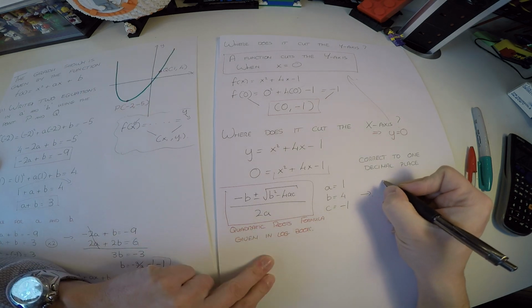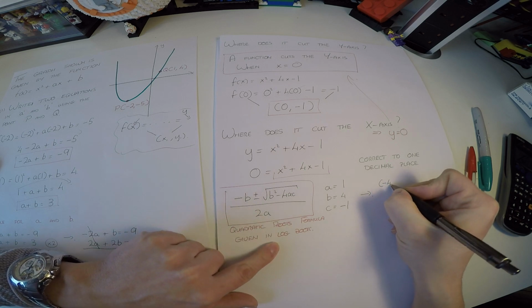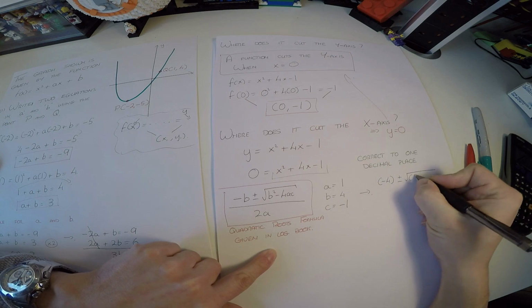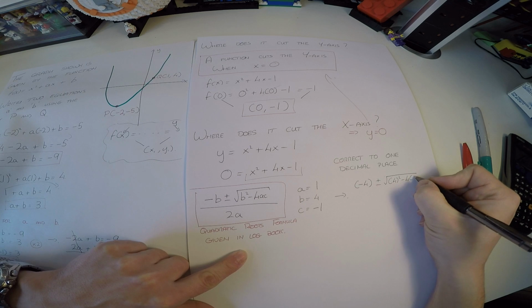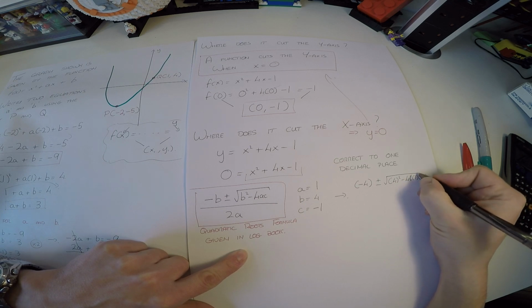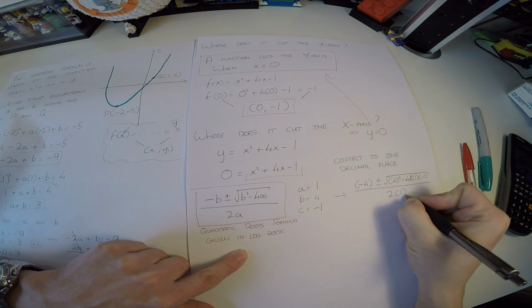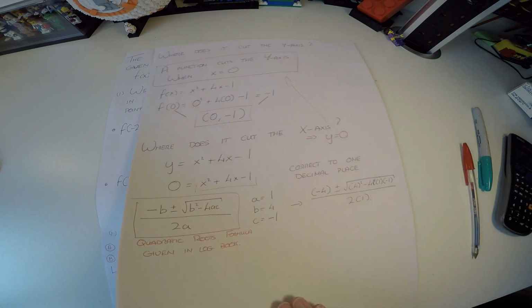So this will give us this. So minus b, that's going to be minus whatever b is, minus 4, plus or minus the square root of b squared, that's 4 squared, minus 4 times a, which is 1, times c, which is minus 1. And that's all over 2 times a, which is 2 times 1. So let's break this down a little bit before we put it into a calculator, so we don't make any mess ups here.